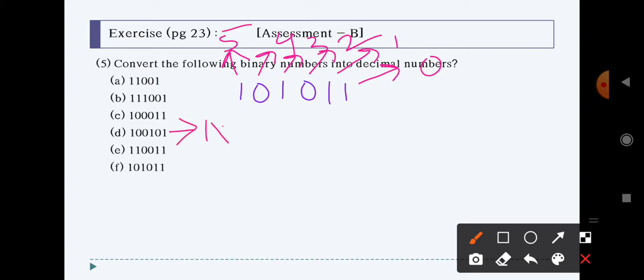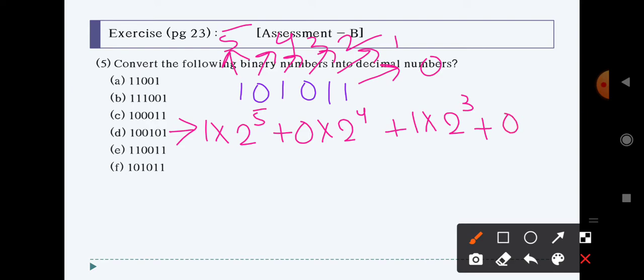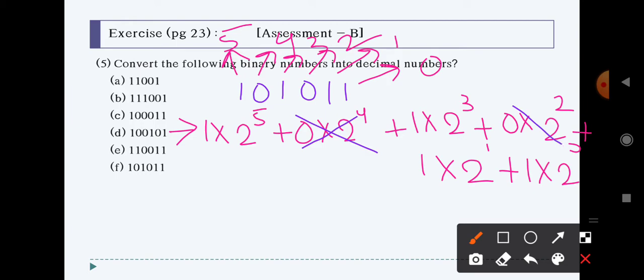We have 1 into 2 to the power 5, then again we have 0 into 2 to the power 4, plus 1 into 2 to the power 3, then we have plus 0 into 2 to the power 2, then plus 1 into 2 to the power 1, and lastly 1 into 2 to the power 0. Again, what is the next step? You cancel out the terms which have 0 in it, right? So this got cancelled, this also got cancelled. Now this is the leftover thing, so you will be writing it out.